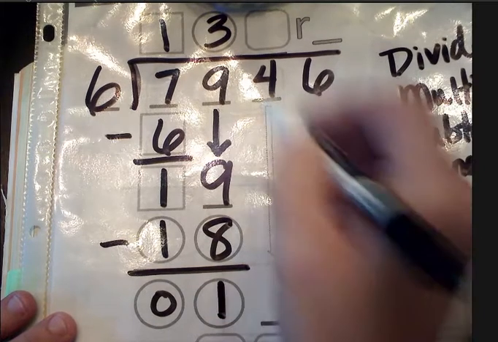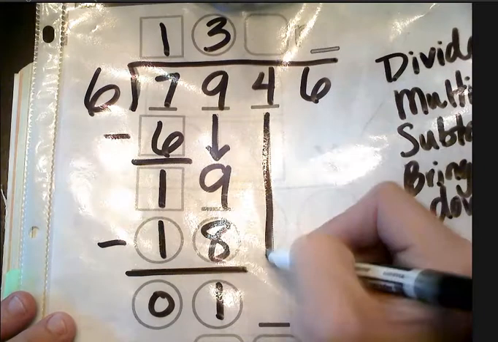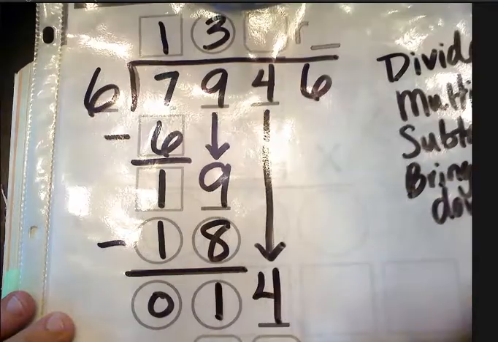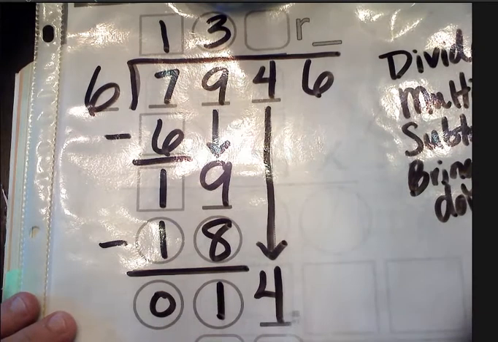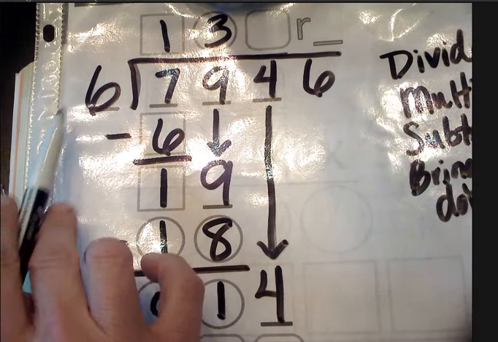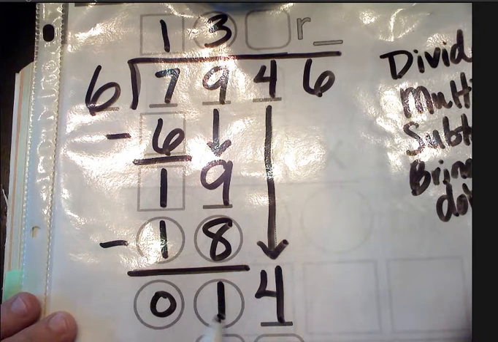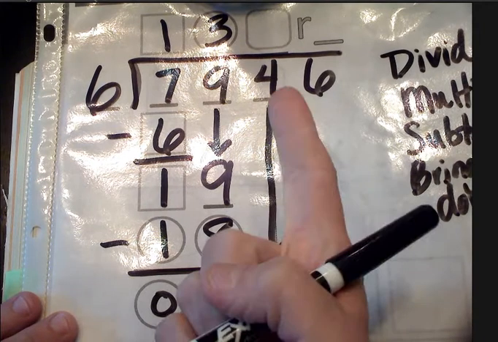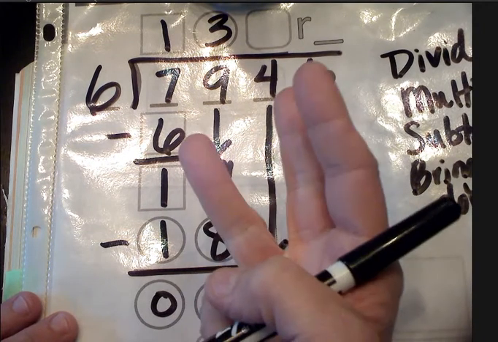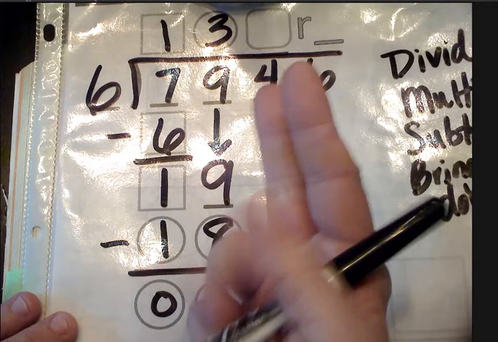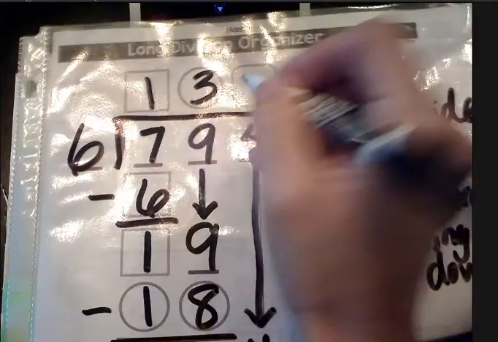I've got more digits, so I have to bring more down. Now remember, 0, 14 is the same thing as 14. So how many times does 6 go into 14? Well, we just did that. 6 times 1 is 6, 6 times 2 is 12, 6 times 3 was 18. That's too big. So we go back to 6 times 2. So I put my 2 up here.